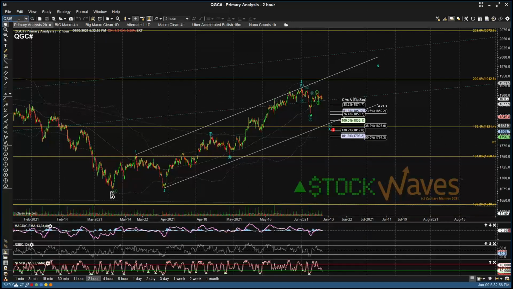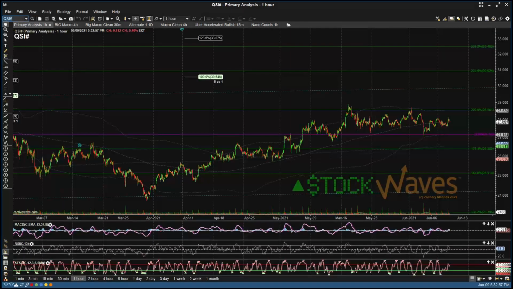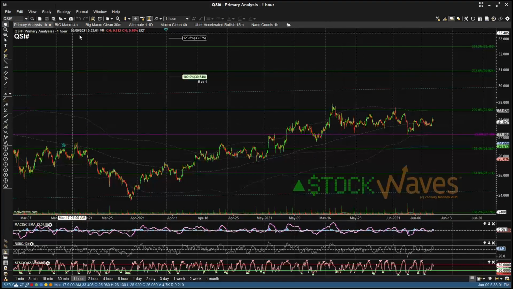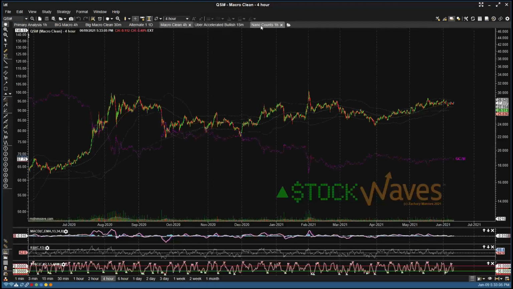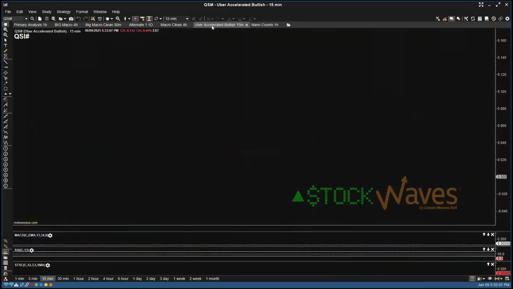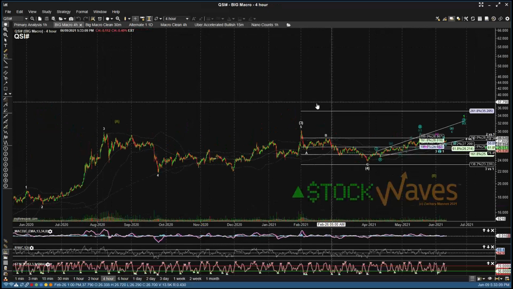Let's move on to the silver chart, and find the working tab. Nope, that's not it. Maybe it is. Oh yeah, it is that one.